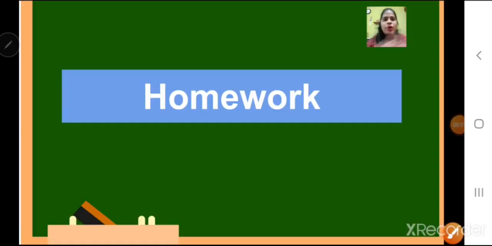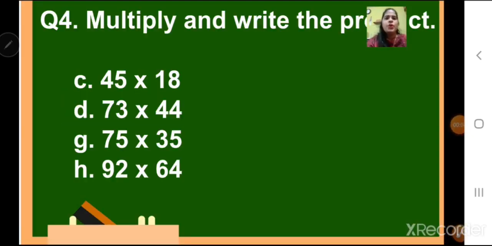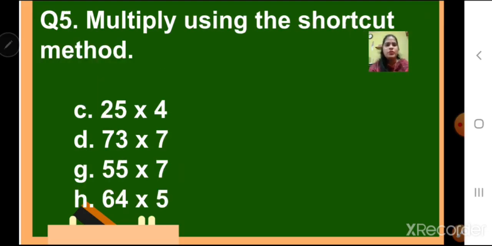Children, now it's time for homework. Okay. So for homework we have 4 questions. From question number 4, multiply and write the product. Okay. We have to multiply them. Note down, children, the homework sums. And from question number 5 we have 4 sums. Multiply using the shortcut method. Okay. The shortcut method that we have learned. Like that only we have to do all the sums for question number 5. Children, do your homework on regular basis. Okay. Whenever it is given, just do it. Thank you, children.